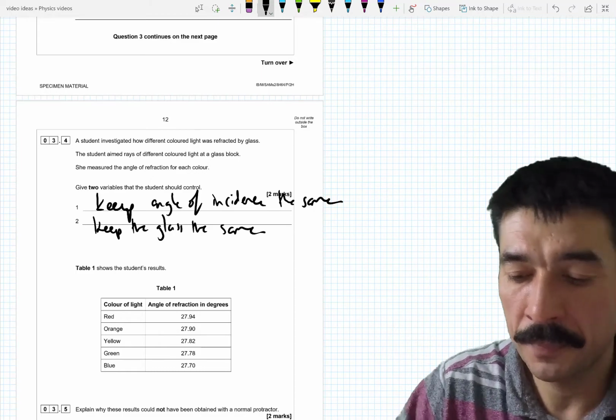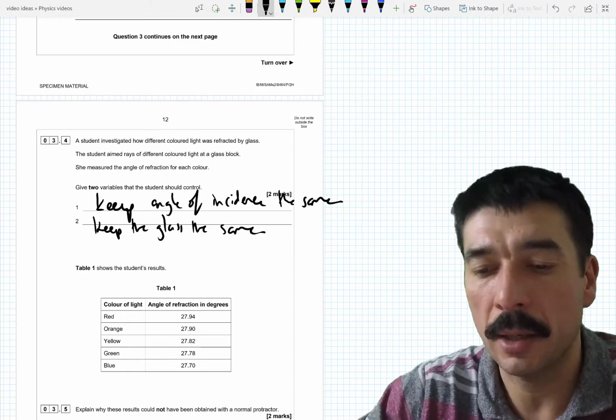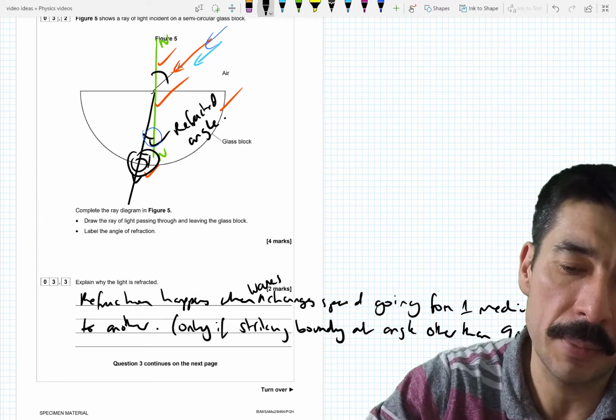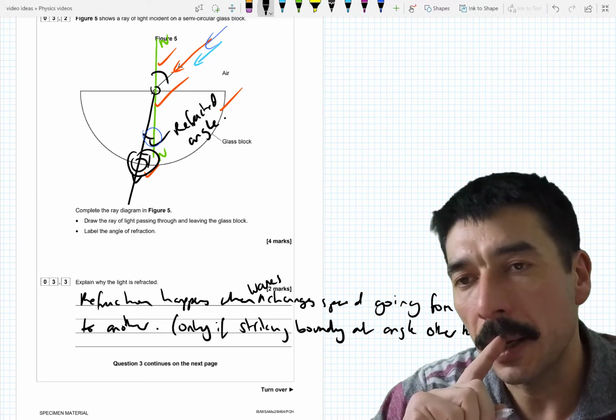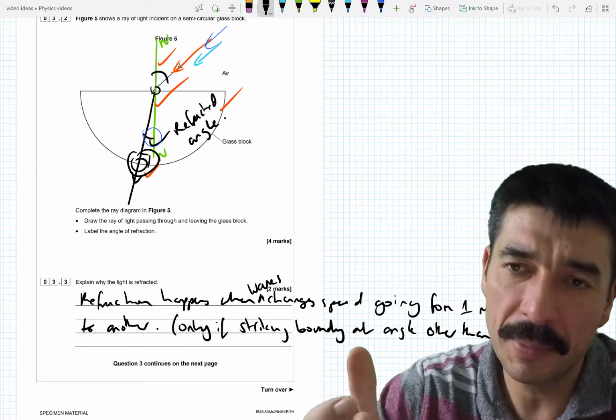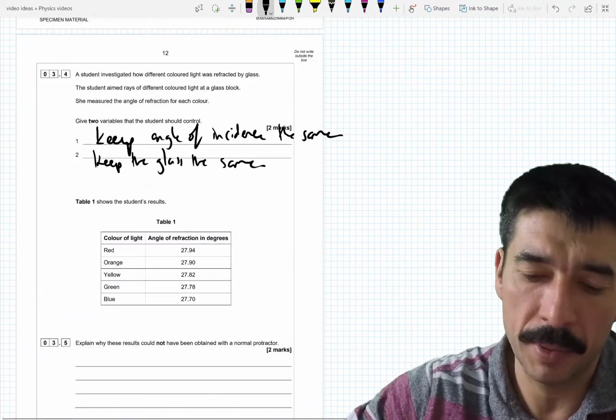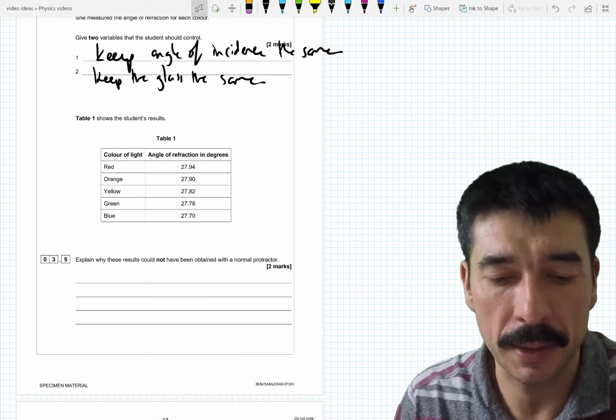So you could keep the glass the same for the second mark. Actually, initially I had a go at saying maybe they should aim at the same point. It's not mentioned in the mark scheme, and maybe a kind examiner would have given me a mark for it, but I'd have probably lost a mark there.